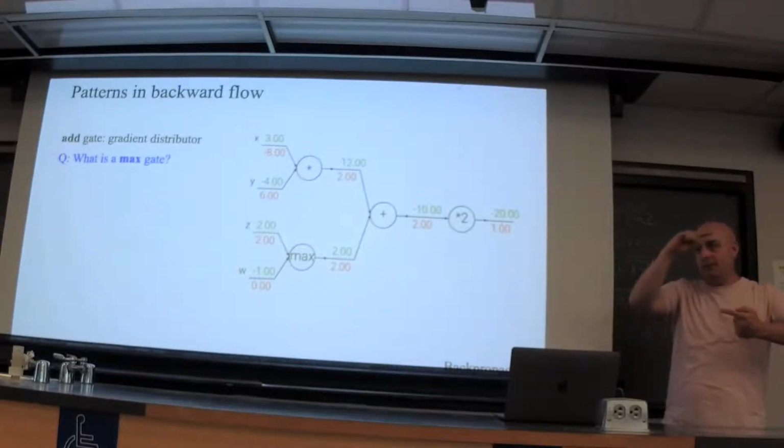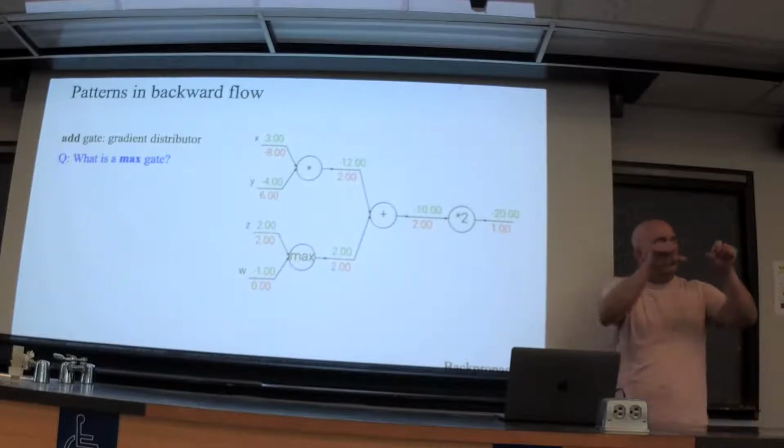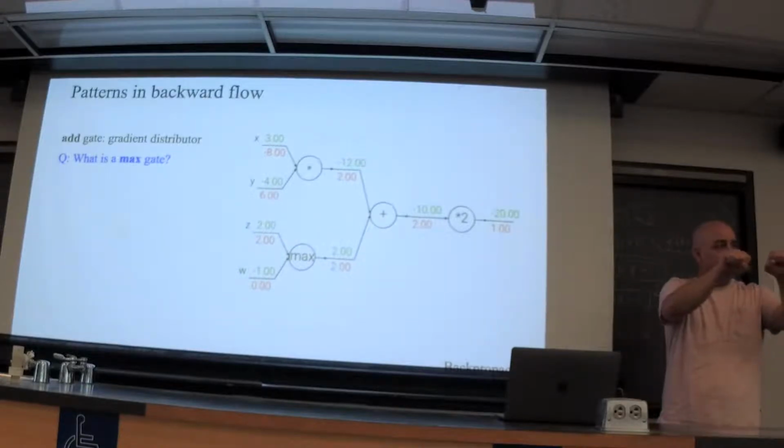How about if we switch it around and w is now larger than z? What's the gradient with respect to z? Or the gradient of the max with respect to z? 0. And then with respect to w? 1. Good, good. What happens when z is equal to w? Both is 1.